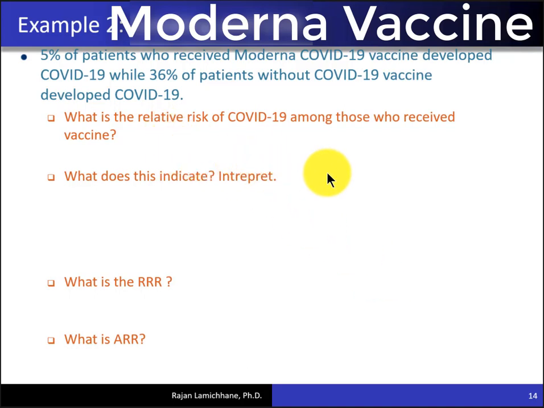The relative risk is the ratio of risk between exposure and non-exposure, and our exposure factor is the vaccine here, or the treatment is the exposure factor in this case. So this is just the ratio of these two percentages. So the relative risk is 5 out of 36, which is 0.14.